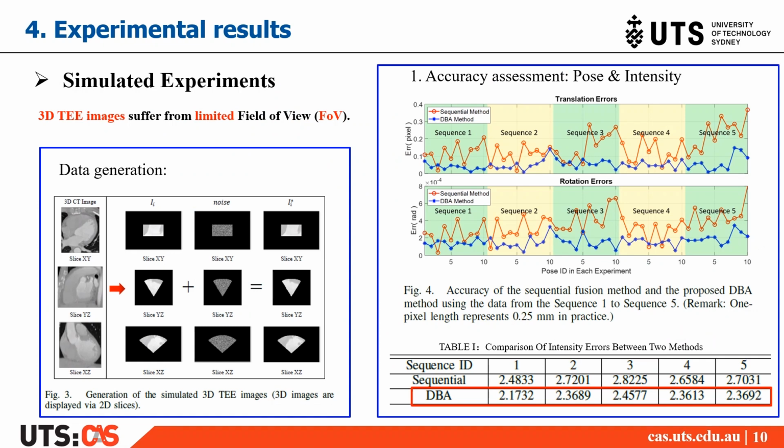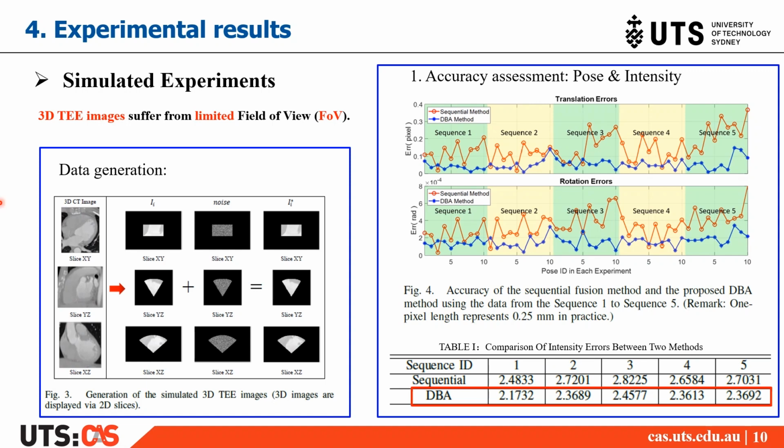We use the 3D transesophageal echocardiography image as an example and perform simulated and in vivo experiments to validate the proposed direct boundary adjustment algorithm. 3D TE images suffer from a limited field of view. Registration and fusion methods have the potential to overcome such a drawback by combining multi-view images. In both simulated and in vivo experiments, the proposed method is compared with the commonly used sequential fusion method.